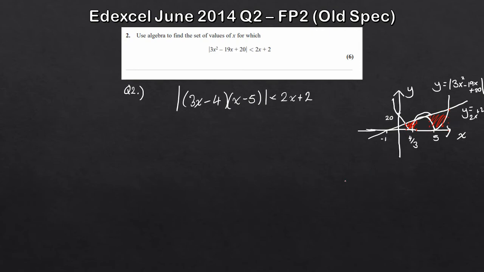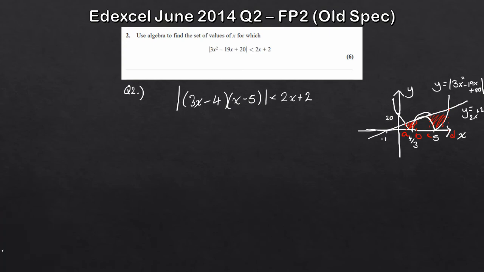How would we do that? Well, what we need to consider is the points of intersection, because what we want to work out is this point here, A, B, C, and D here at the end. If we can work out each one of them, we can just set it up as an inequality between A and B, and then between C and D. So if we can work out those points, we've done the question.